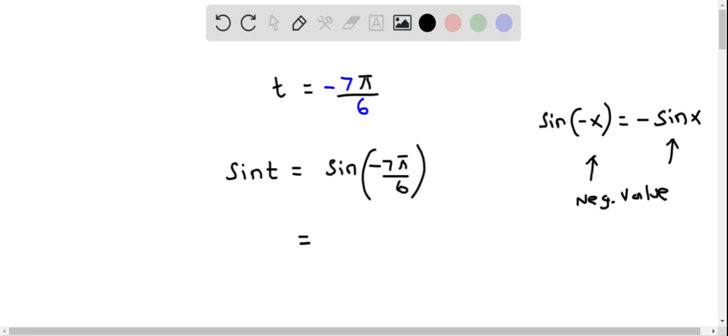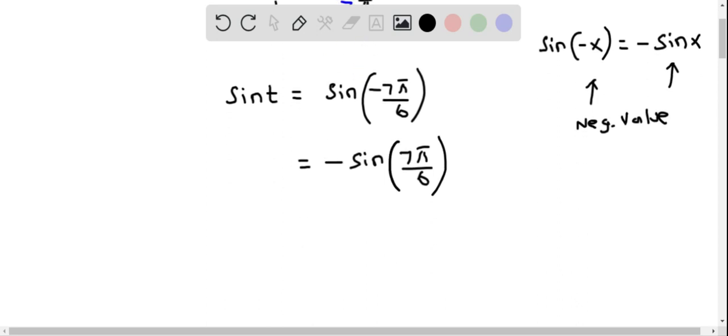This is a sine of a negative angle. We can rewrite this as negative of sine of the positive angle, that is 7 pi over 6. Now we have to determine the value of sine of 7 pi over 6 and multiply by negative. So I'm going to split this 7 pi over 6 into a sum of two fractions, that is pi plus pi over 6.